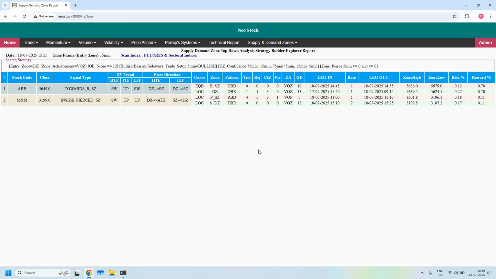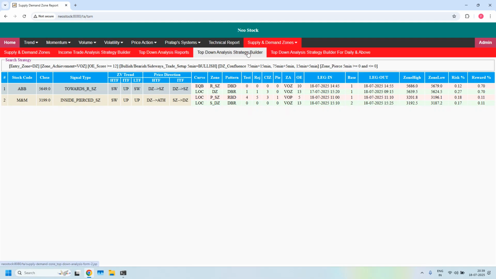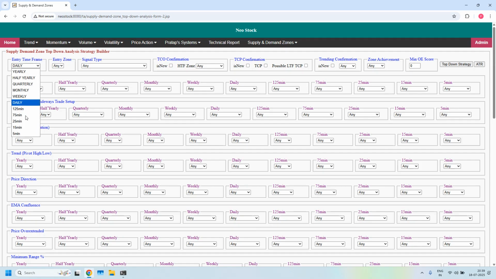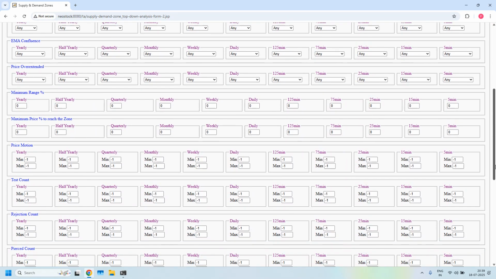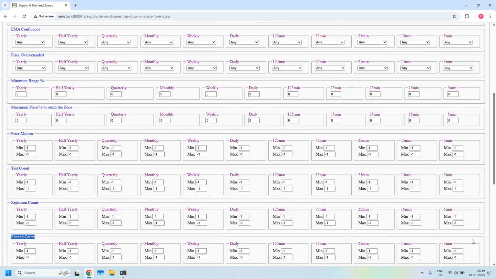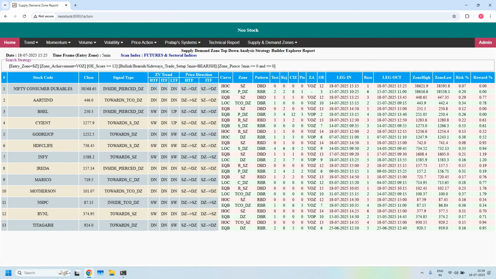Next, let us look into bearish trade setup for hourly income trade. Entry time frame 5 minutes, entry zone, supply zone. Here I am selecting bearish, zone achievement VOZ, minimum order enhance score 12, and the 5 minute supply zone should not be pierced. So in the pierced count at 5 minutes, minimum value 0, maximum value 0. We got 13 stocks. Let us verify out of these 13 how many have better high probability to succeed.